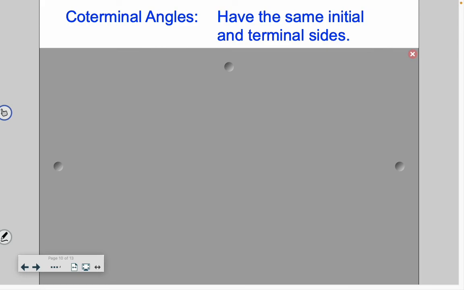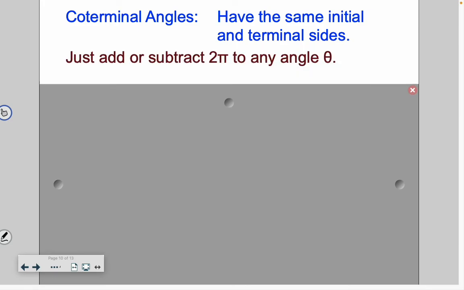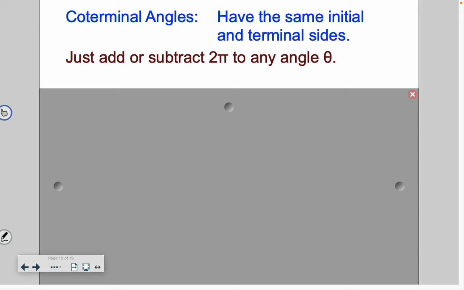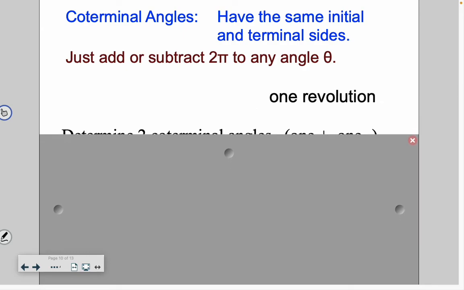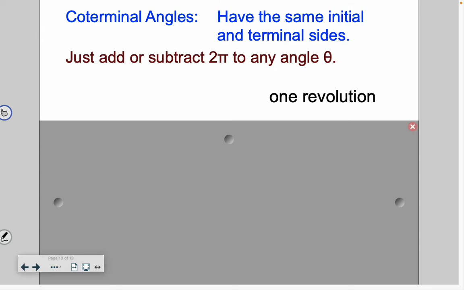So for example, if I went around 360, I'd be right back where I started. If I went around 720, I'm still in the same spot. If I went around another 360, same spot. You can do that for any angle that we have. So here's the idea. All you need to do in order to find another coterminal angle is just subtract 2 pi, or add 2 pi if you're going in the positive or the negative direction. One revolution is 360 degrees or 2 pi.